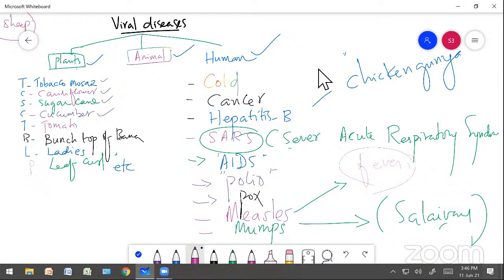Talking about animal diseases, we can say foot and mouth disease. The next one, rabies. You know rabies very well. The last category is encephalomyelitis, which affects horses. Talking about human diseases, which are very few: cancer, hepatitis B, SARS, AIDS, polio, pox, chickenpox, measles, and mumps. And one more category, chikungunya. These are the viral diseases, right?